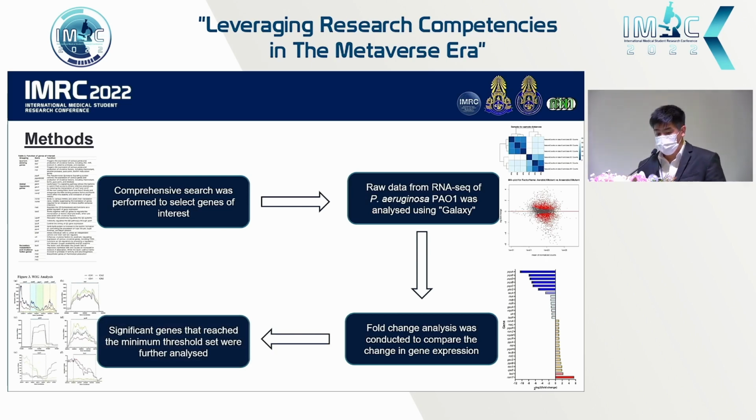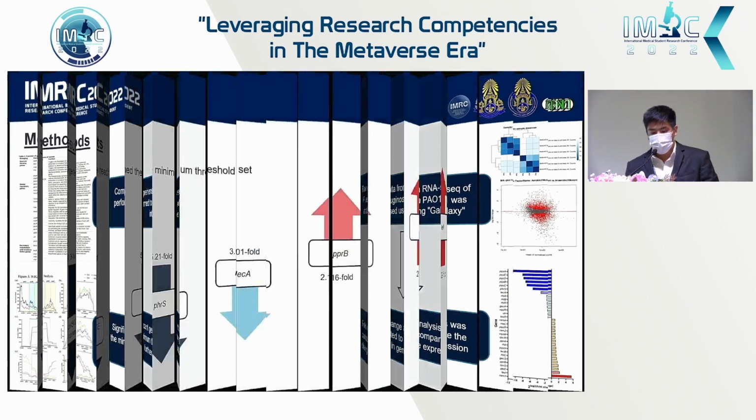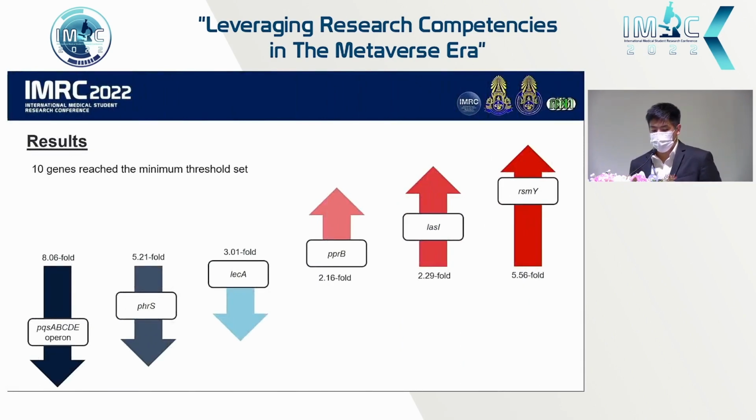The minimum threshold was set as for each gene to be downregulated by at least twofold or upregulated by at least twofold. So why the number two? That's because a study conducted by Romero et al. in 2017 has proven that genes are considered to be significantly altered in each condition at a rate of at least twofold. So the results from this study suggested that there were 10 genes that reached the minimum threshold set.